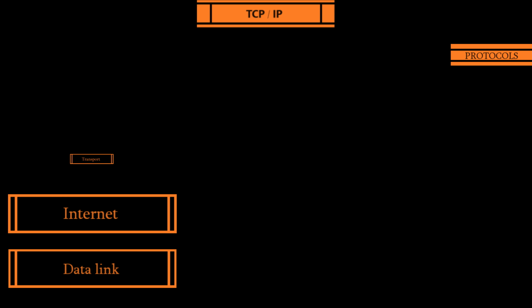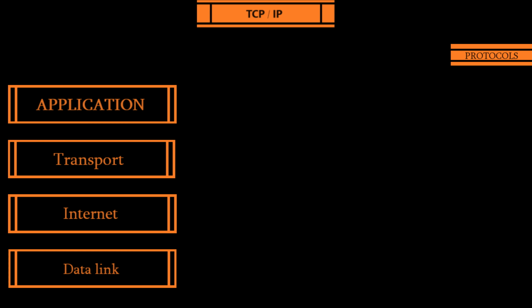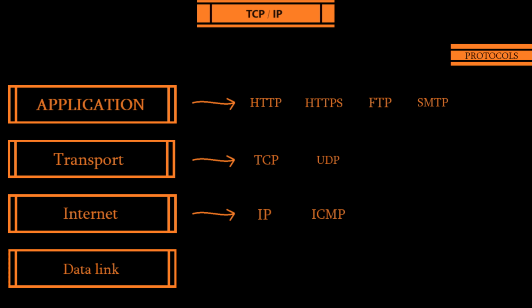Now let's mention the protocols that can be used on each layer of this model. The application layer will use protocols like HTTP, HTTPS, FTP, SMTP, and other protocols for different applications or web servers. In the transport layer, TCP and UDP will be used, while in the Internet layer, IP, ICMP, and IGMP can be used. And lastly, Ethernet, Wi-Fi, Bluetooth, USB, and other protocols or specifications can be used at the link layer.